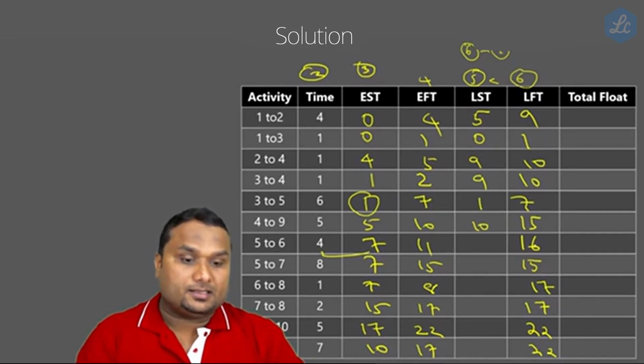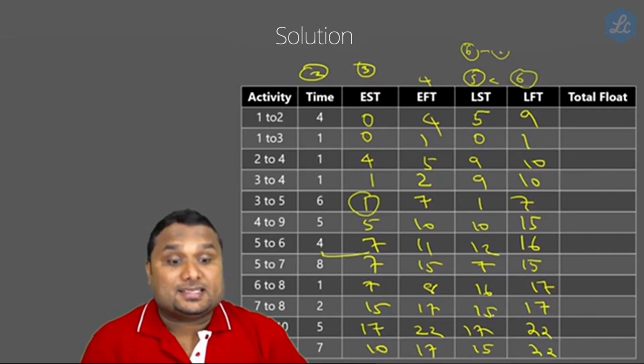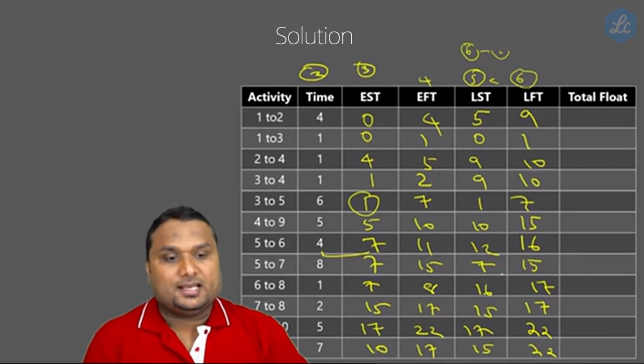This is 10. This is 16 minus 4, which is 12. This is 15 minus 8, which is 7. This is 17 minus 1, which is 16. This is 17 minus 2, which is 15. This is 22 minus 5, which is 17. This is 22 minus 7, which is 15. This is the latest start time.